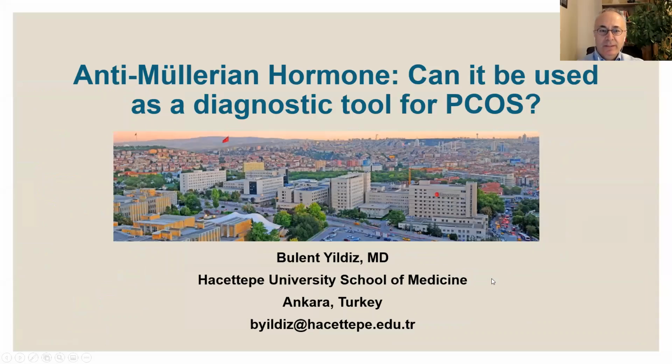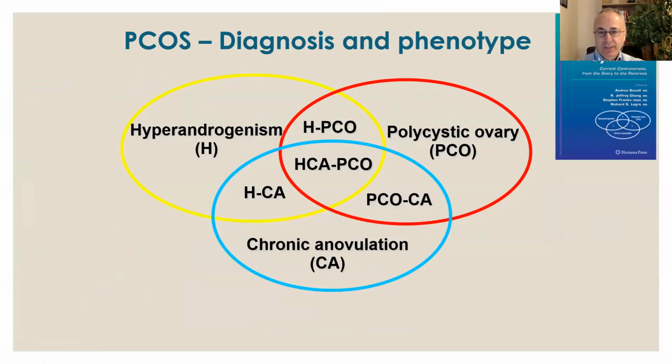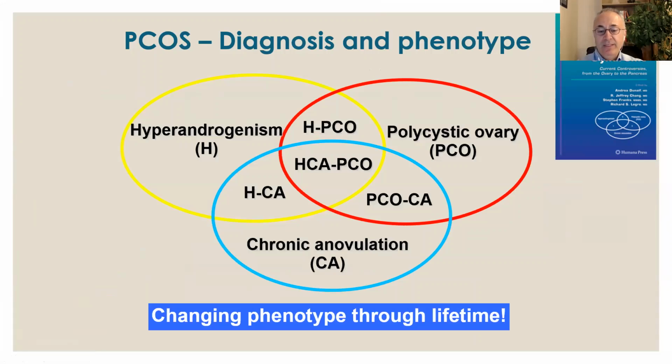So let me start with the second talk of this session. Today I'm going to briefly talk about anti-Mullerian hormone and its role as a diagnostic tool for PCOS. We already know that PCOS is a complex disorder with different phenotypes, and these phenotypes change through lifetime, even in the same individual.